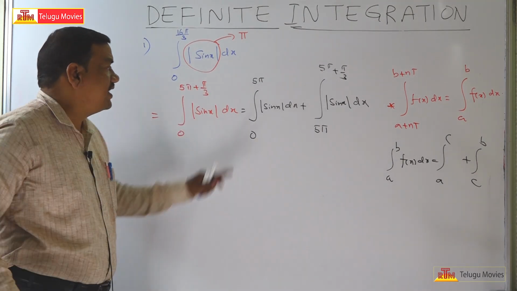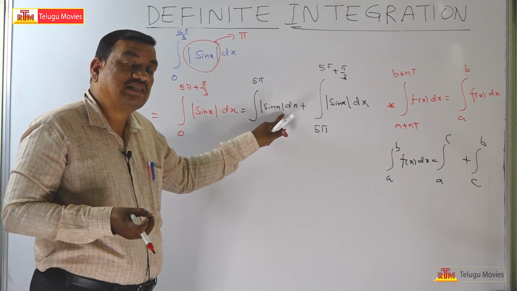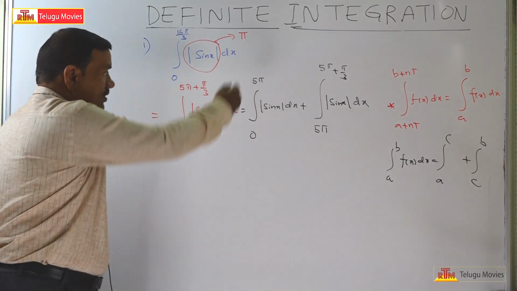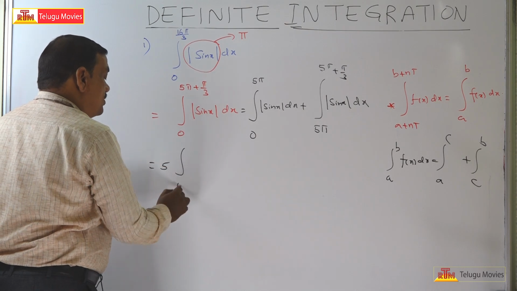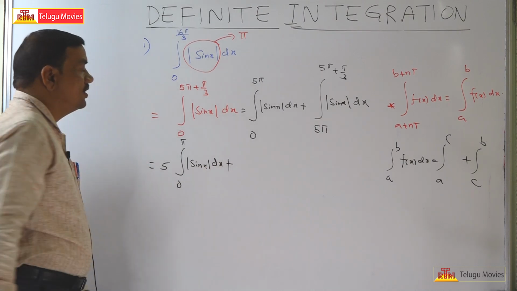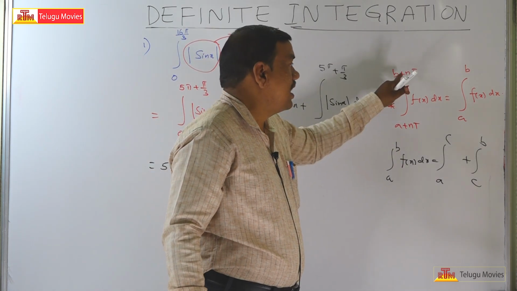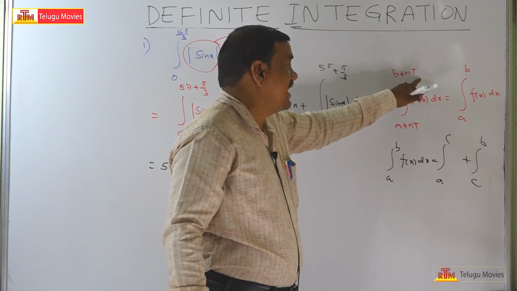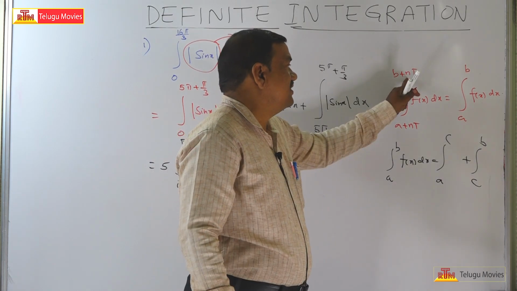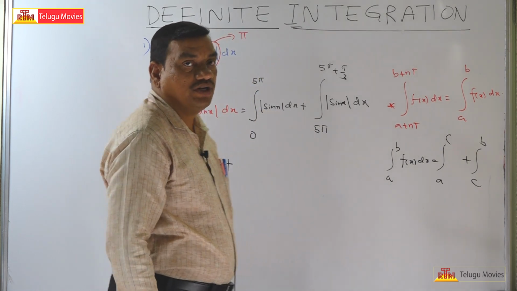Now let us see here, 5 is a natural number, and the period of modulus of sin x is pi. Therefore we can take the 5 down: 5 times the integral 0 to pi of modulus of sin x dx, plus. Now coming to here, one property is there, a plus nT, upper limit b plus nT. If it is nT, whatever it may be, then the nT will go and a to b will remain. This is one of the properties we have just seen.